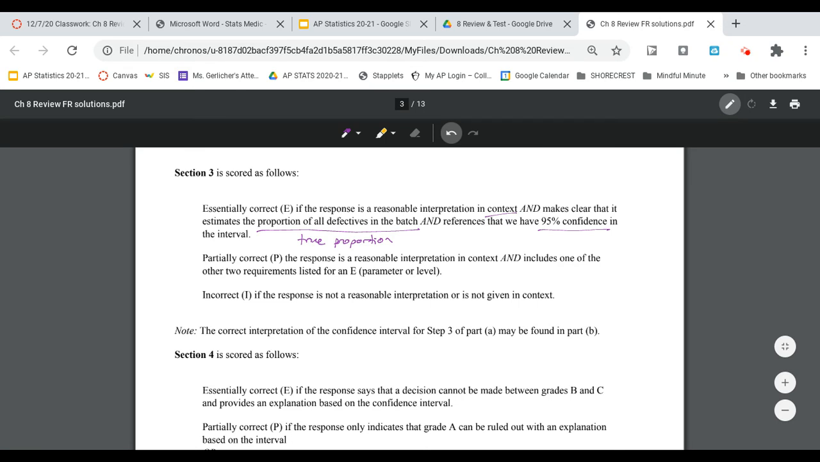Section 3 is about the interpretation. So they need context in there. They need to be talking about defective parts in a batch. They need to talk about what the parameter is. We've been calling it the true proportion. Here they're saying the proportion of all defectives. And 95% confident needs to be in that phrase.